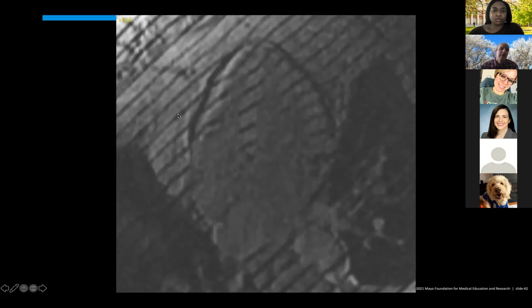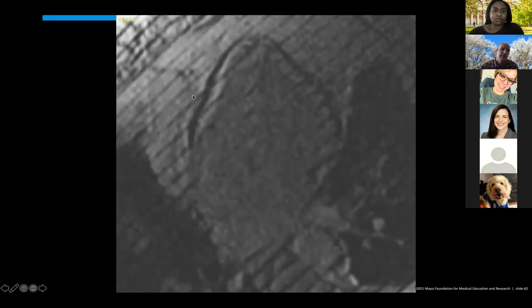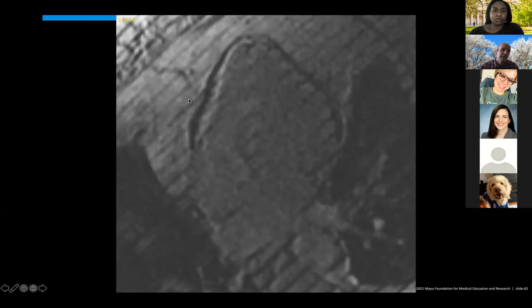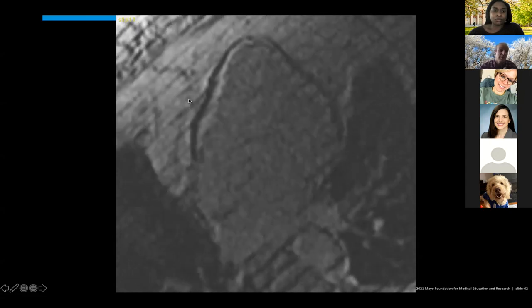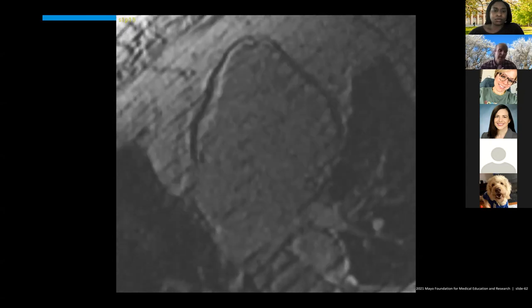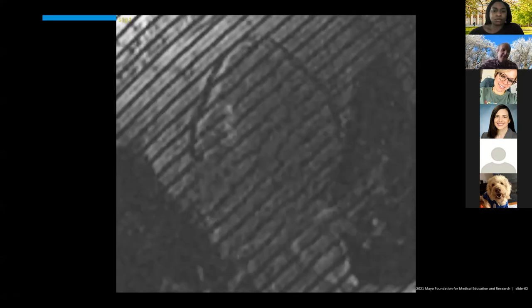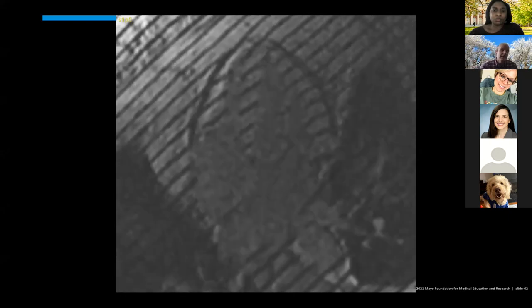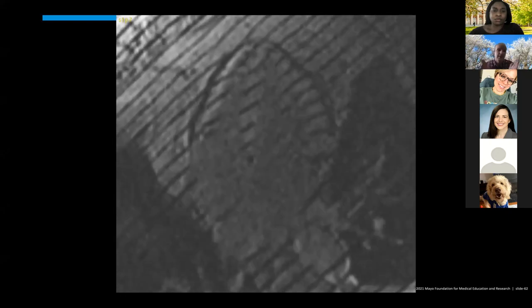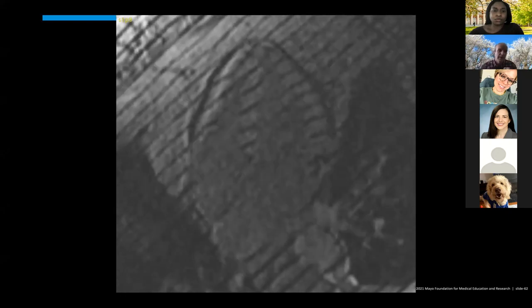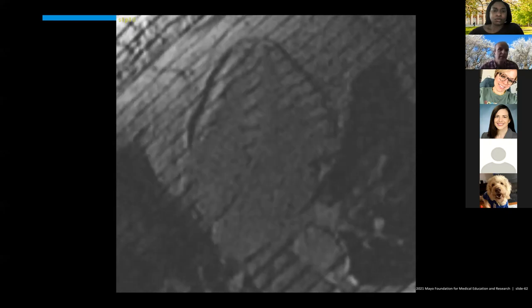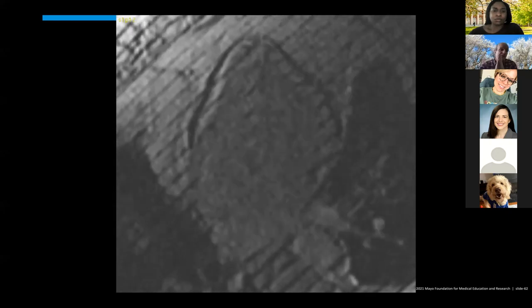Normally, the tag lines should separate at the level of the pericardium because the visceral and parietal layers of the pericardium slip past each other. However, in patients with constrictive pericarditis, the visceral and parietal layers of the pericardium are adherent to each other. They cannot slip past each other, and so these tags do not break.